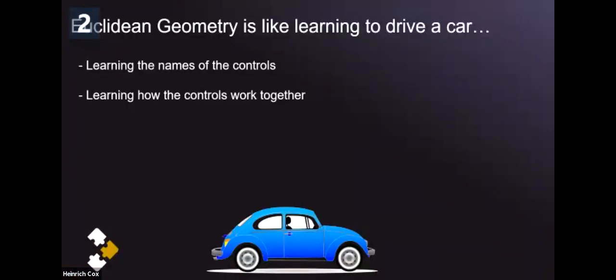After that, you have to learn how these controls work together, right? So for example, if you want to change the gear, you first have to depress the clutch. If you want to turn, you first have to slow down and then turn the steering wheel. And then after that, perhaps accelerate out of the corner, right? So these things work together in particular ways.